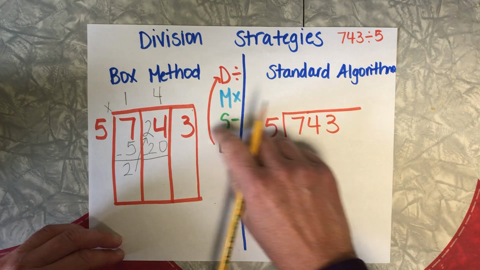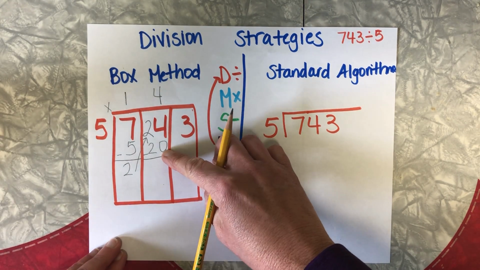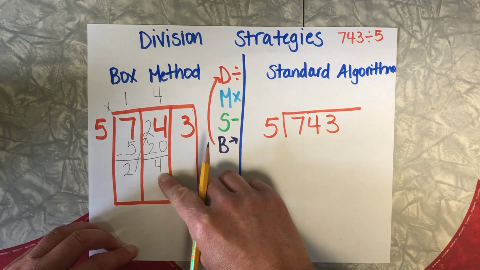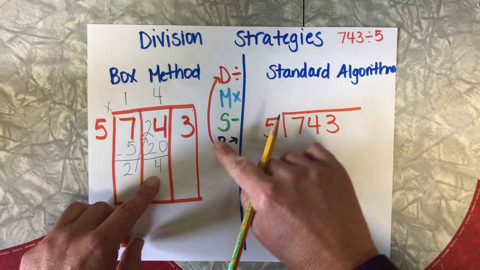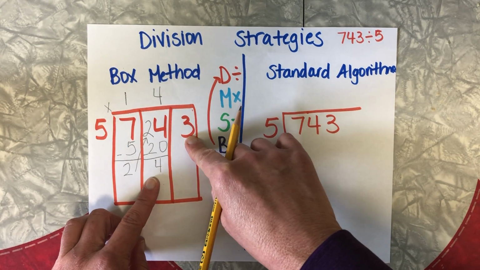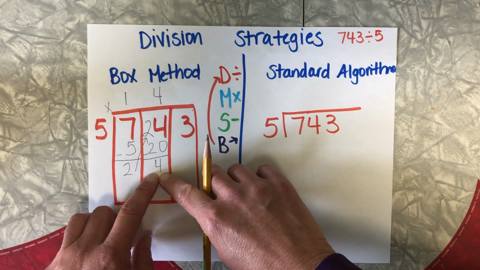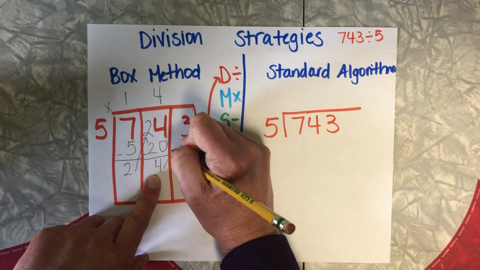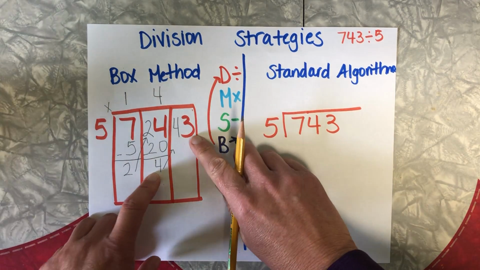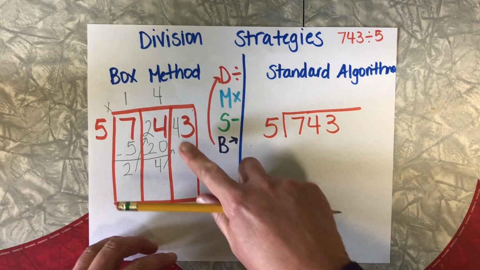My next step is to subtract. I had 24 tens. I've shared 20 tens equally, and I have 4 tens left. Well, I'm going to bring those over to the next box, to the ones place. I had 3 ones to start with, and I have 4 tens left, so I know that's 40 ones. And I've brought those to my ones place, and now I have 43 ones that I need to divide equally.